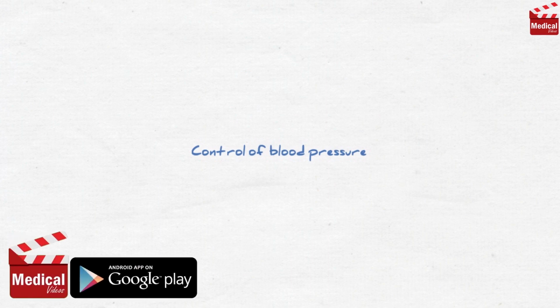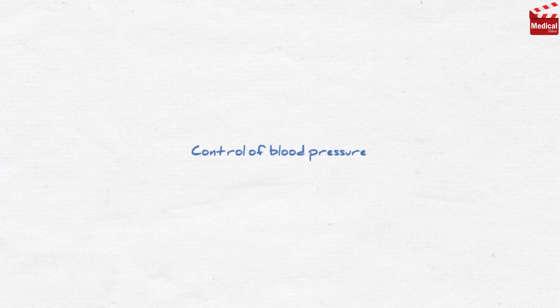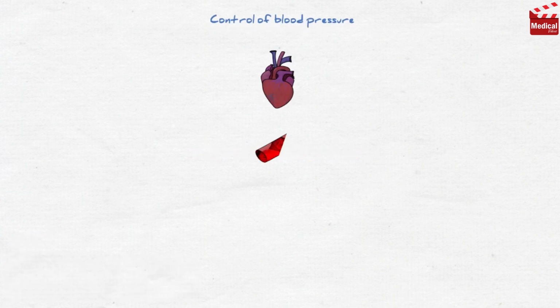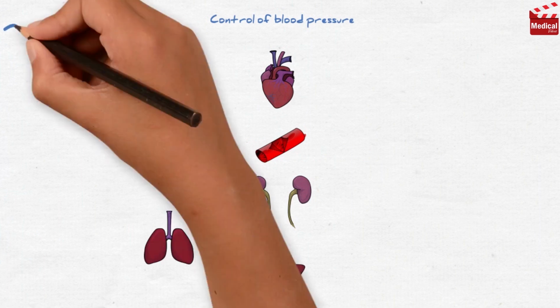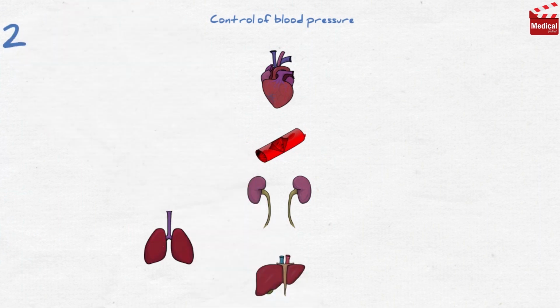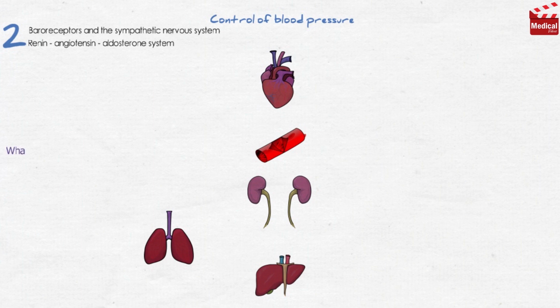There are multiple organs involved in the control of blood pressure: the heart, blood vessels, kidneys, liver, and lungs. There are two major processes that control these organs to work in harmony in controlling blood pressure. The baroreceptors in the sympathetic nervous system, and the renin-angiotensin-aldosterone system. So what happens when the blood pressure falls?